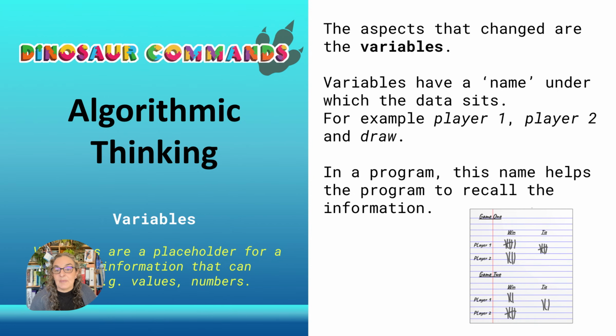What you then explain is that these tallies are the variables, and help students to understand that they're the number, that's the data, that's the information that changed during the playing of the game. And this is what happens in a program too. We also need to make sure that variables have a specific name so that the computer program knows what you are referring to. In this case, our variables' names were player 1, player 2, and possibly draw.